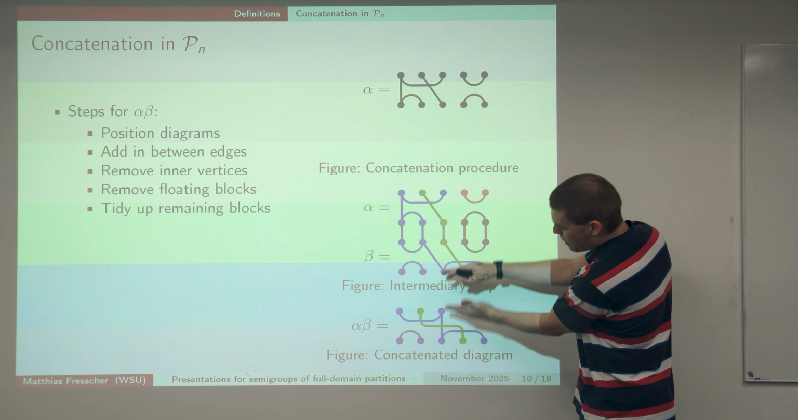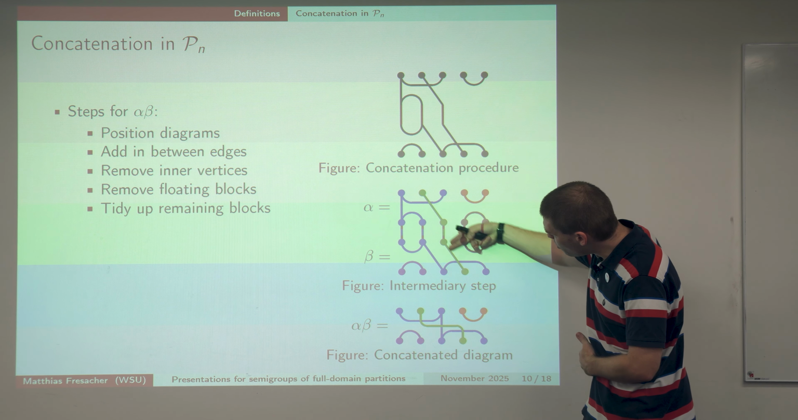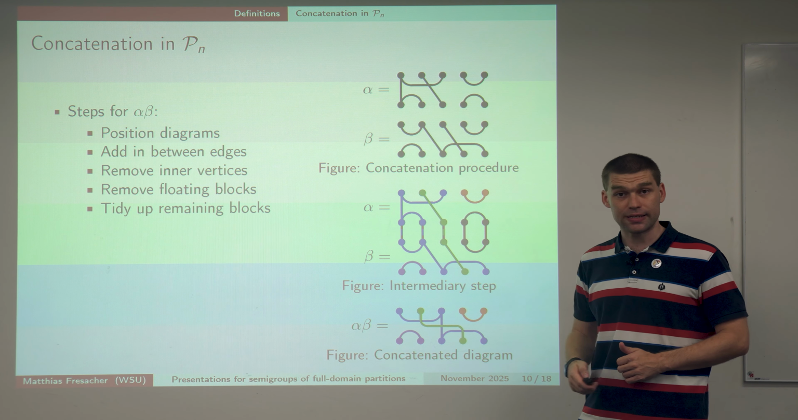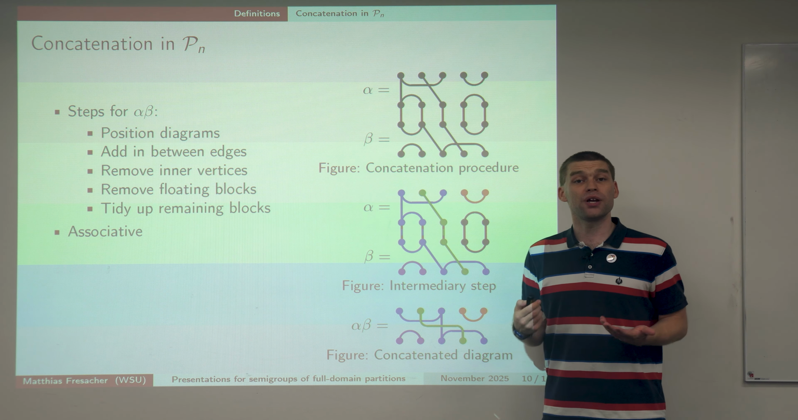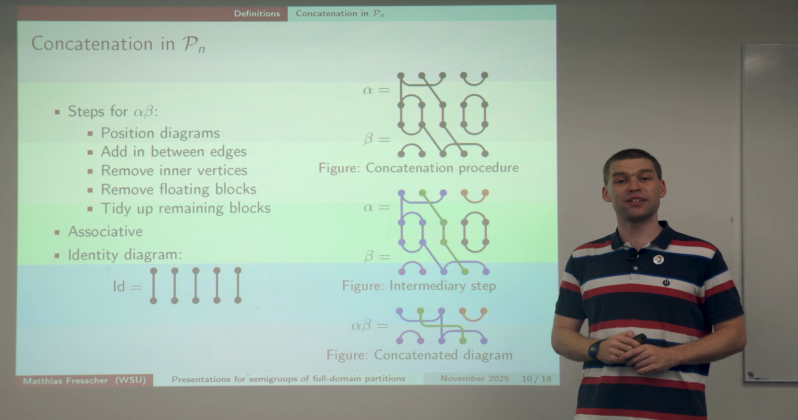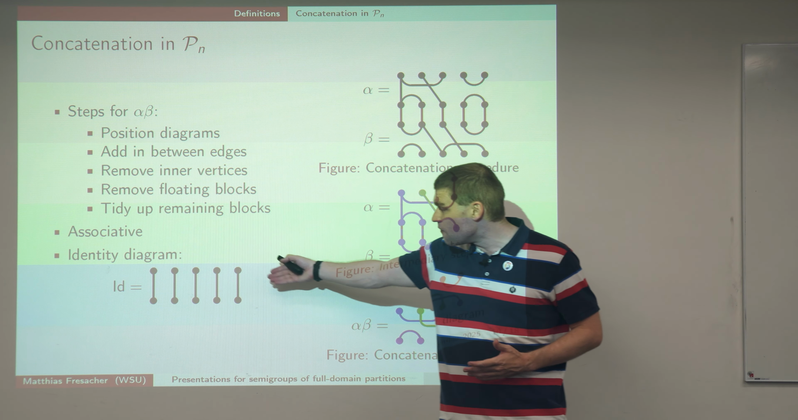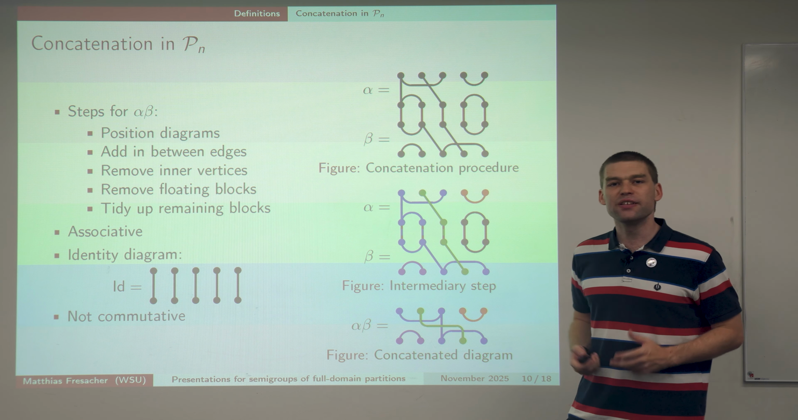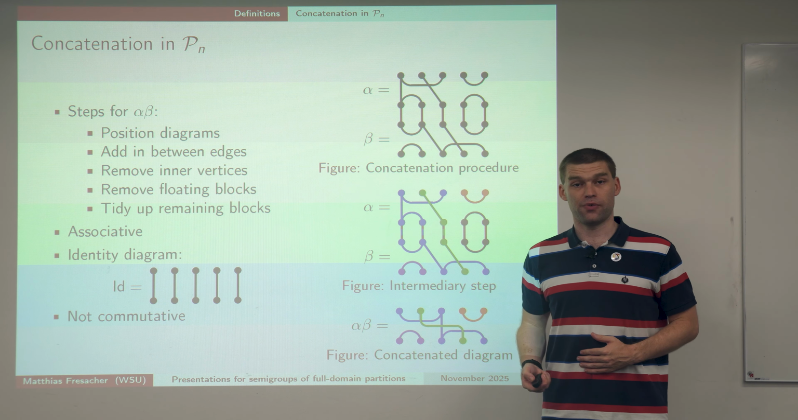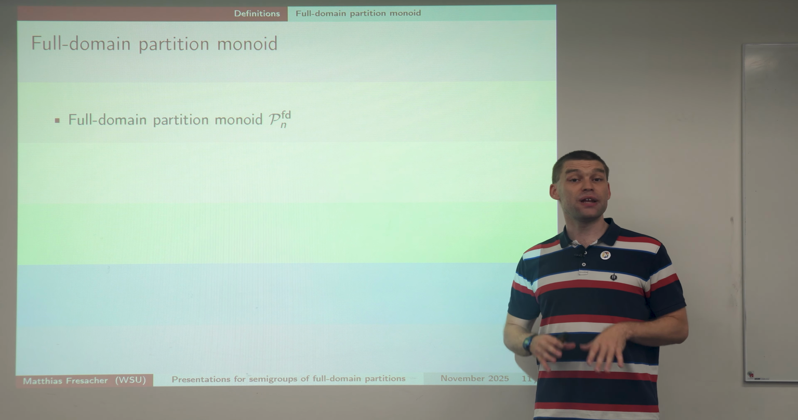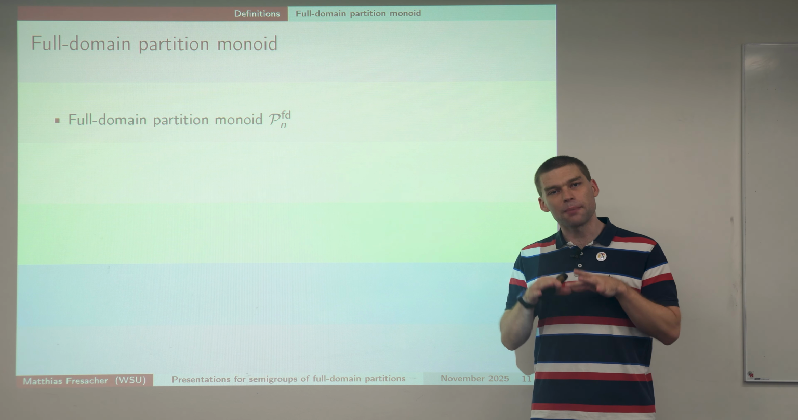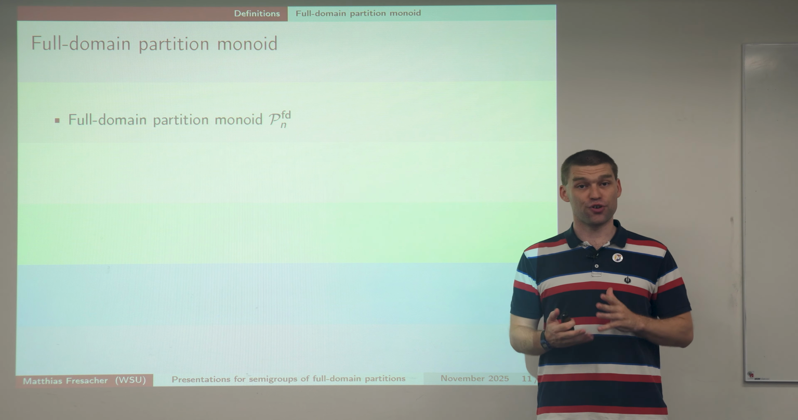So I'm going to squish my rows back to normal size, and I'm going to draw clean edges where they exist. This operation is associative. It does have an identity diagram, specifically just all vertical edges, but it is not necessarily a commutative operation. That brings me now to the full domain partition monoid, which is the main object of study for this project.